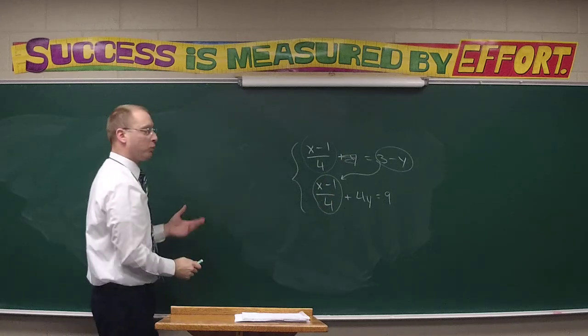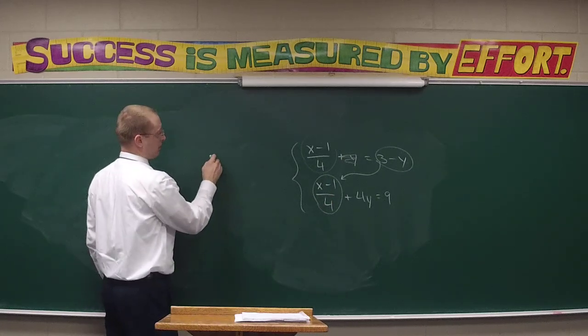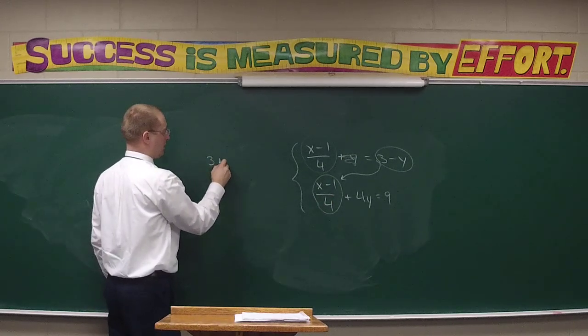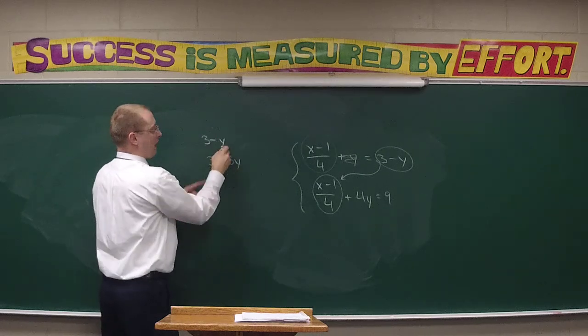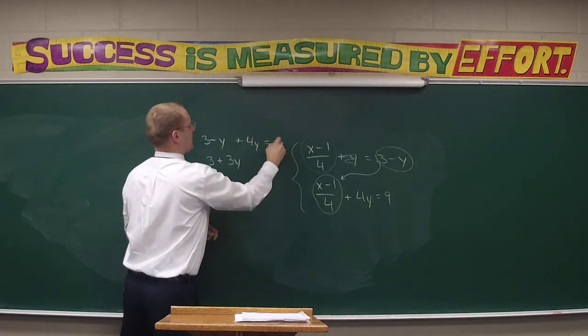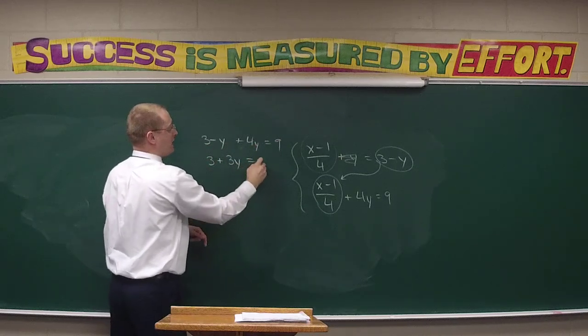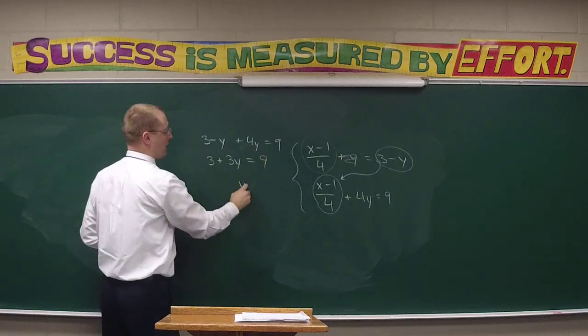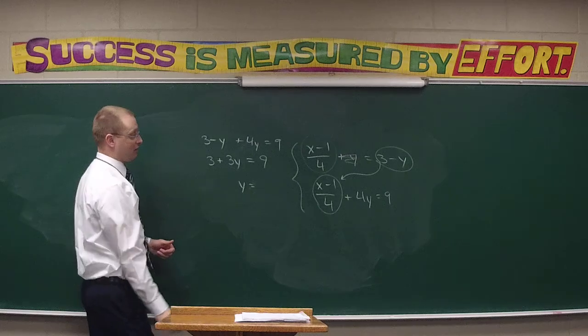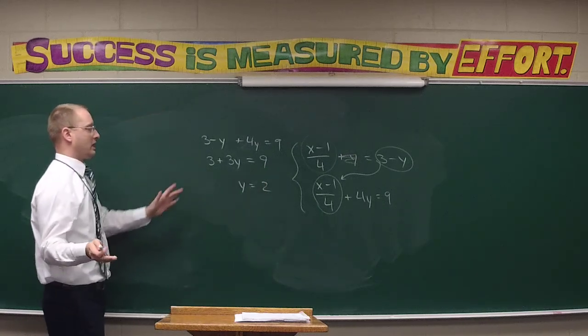So my bottom equation really becomes easy quickly. 3 minus y, then plus the 4y equals 9. In case you didn't see where that came from, she went ahead and combined in her head. 3 plus 3y equals 9. And now you can solve it in your head and get y equals 2. Really, really easy to get the y value.